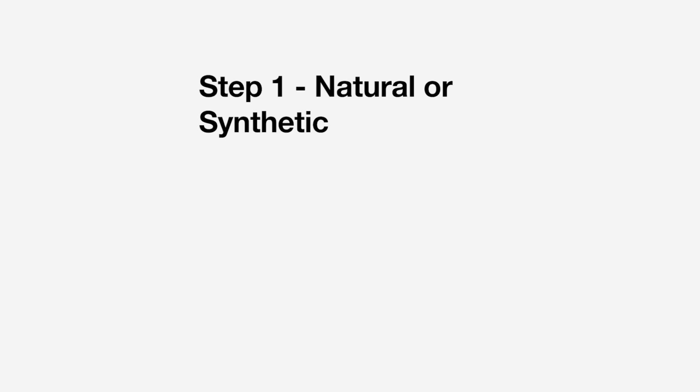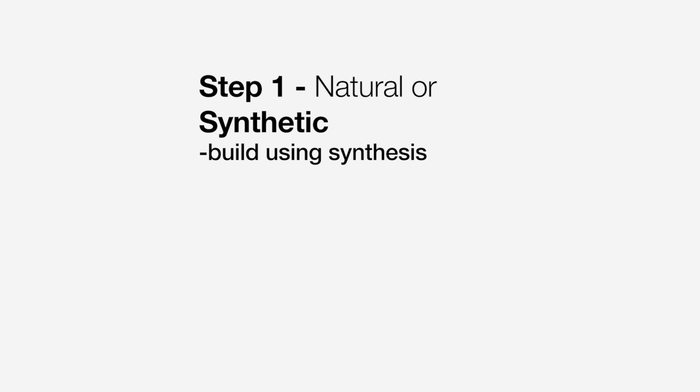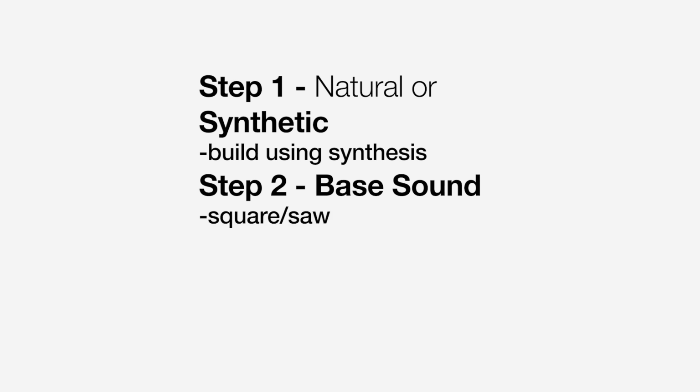So let's break down the steps. The first thing we did is figure out where the sound is when it comes to being natural or being synthetic. In this case, we know that it's synthetic, which is why we're using a synthesizer. The second step is figuring out what type of sound it is. Playing the song, we know that it's not a square or saw based sound, but actually a mixture of both. So we started with a combination of both of these sounds.